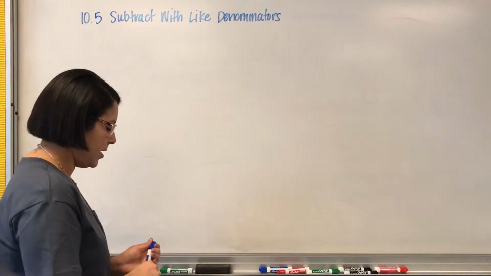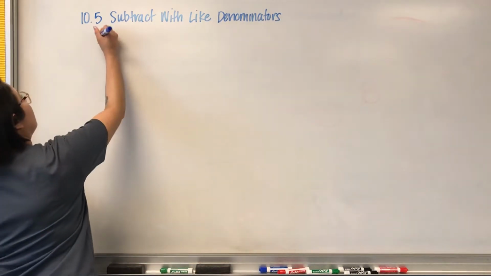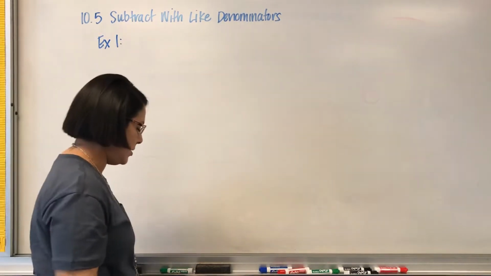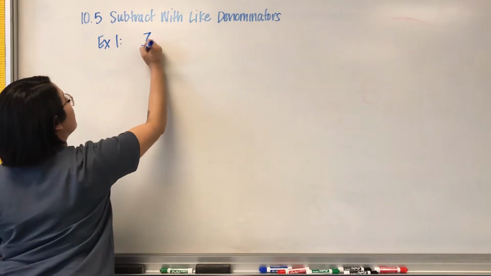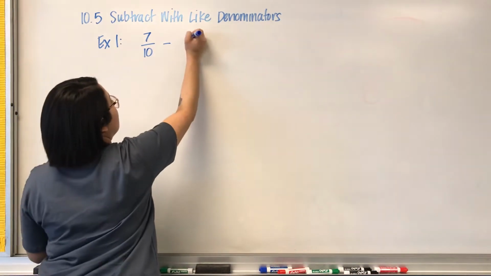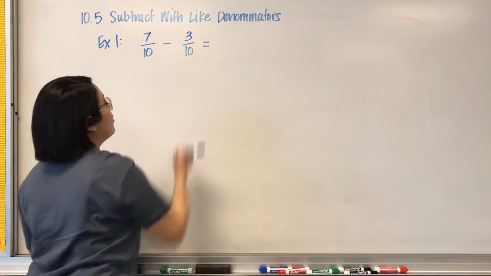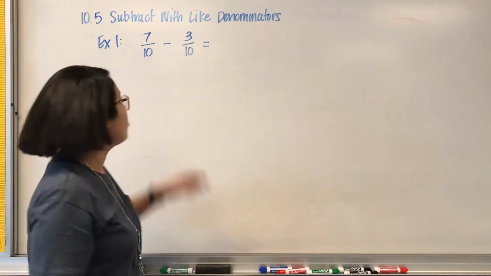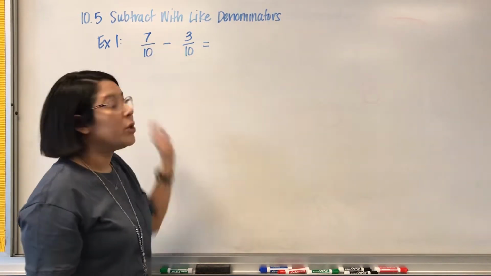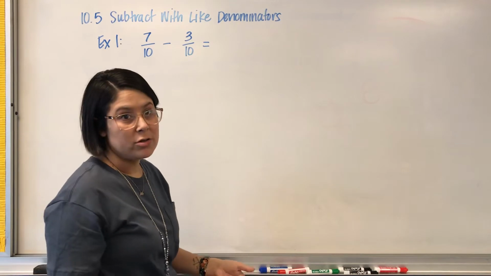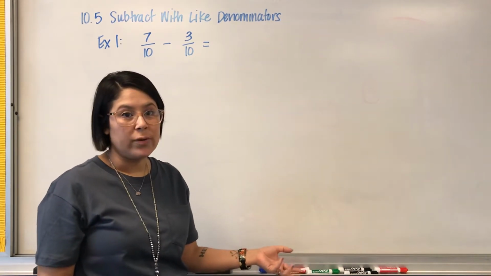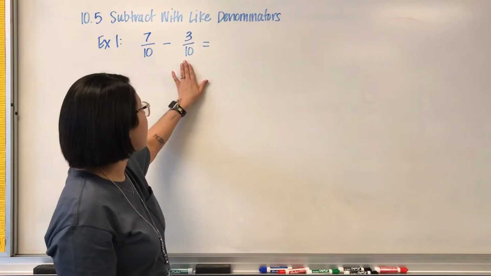So it's going to be example 1 is 7/10 minus 3/10. Okay, so you don't have to rewrite this one up and down because this one is pretty simple. We only subtract the numerators, okay? So denominators always stay the same. We're not trying to make them into equivalent fractions because they're already the same.